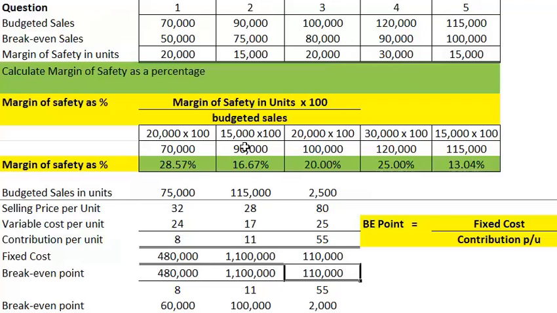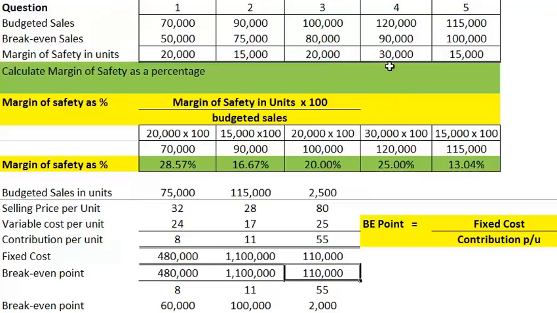In question 2, margin of safety is 15,000 units. We will divide 15,000 units by 90,000 of budgeted sales and multiply by 100. Margin of safety in percentage is 16.67. For question 3, our margin of safety in units was 20,000. We will divide 20,000 units by budgeted sales of 100,000. We will multiply by 100. We arrive at margin of safety as 20%.